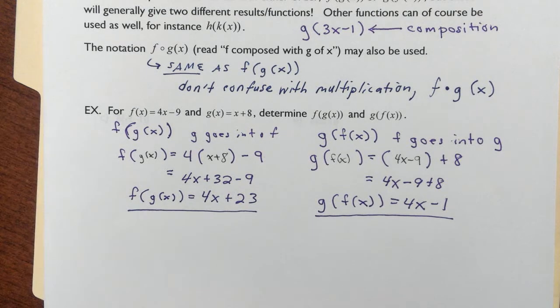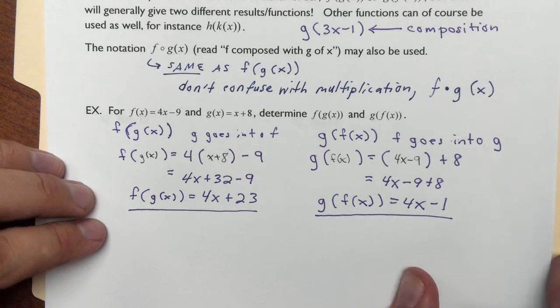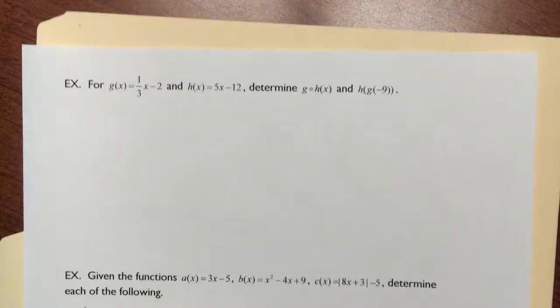Now, I had said earlier that you can do this in either order. That's what I did. But I also said that generally speaking, you would get two different functions. And that's exactly what happened. They're not super different. I can see they both share a 4x, but plus 23, minus 1, different functions. All right, let's look at some more examples.